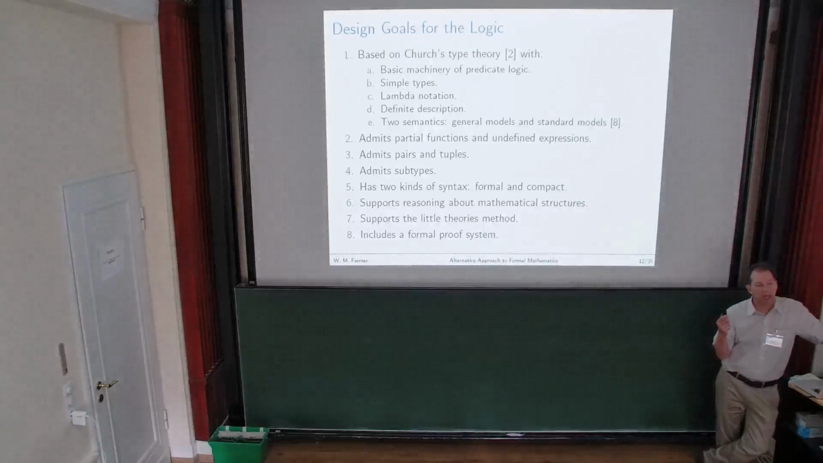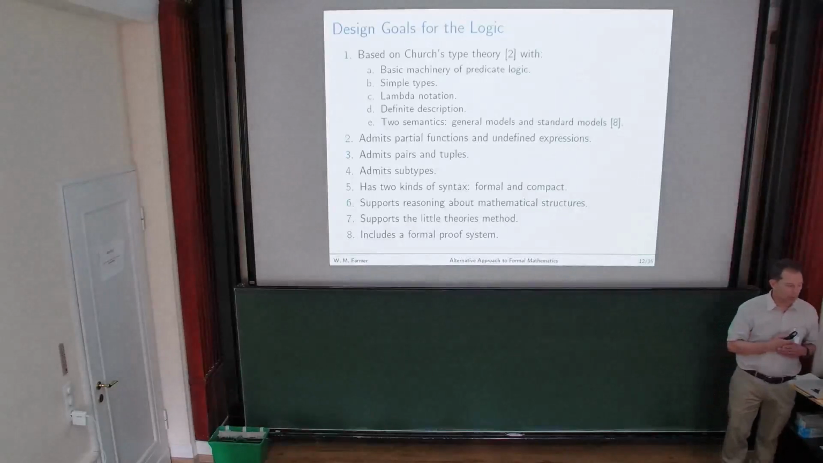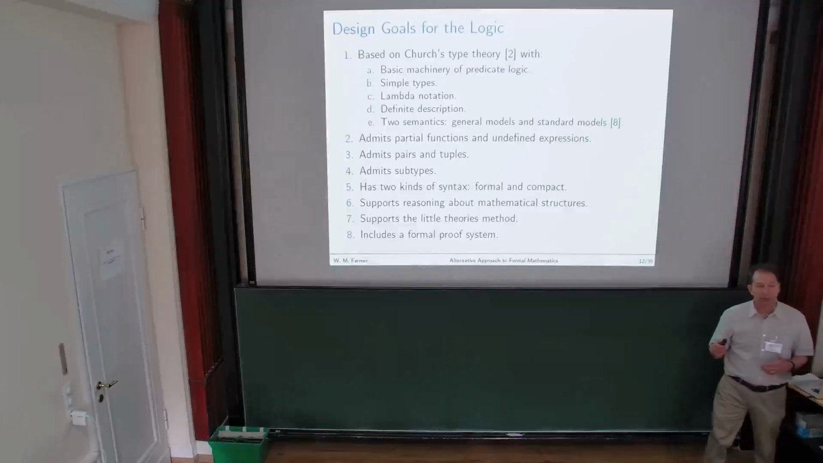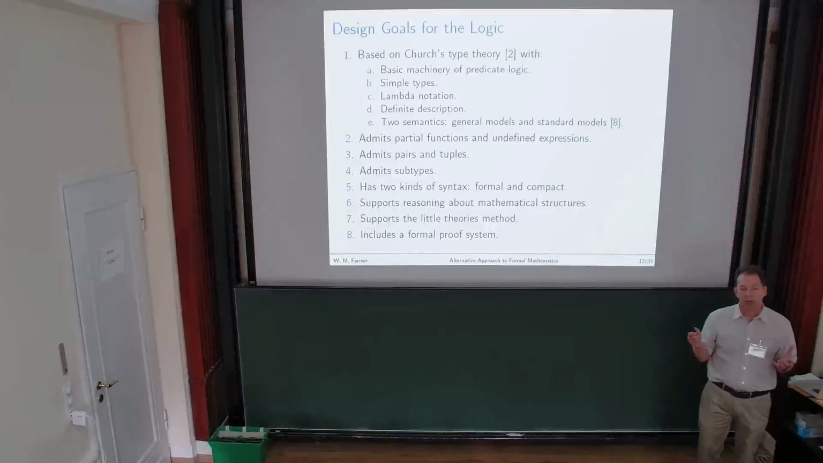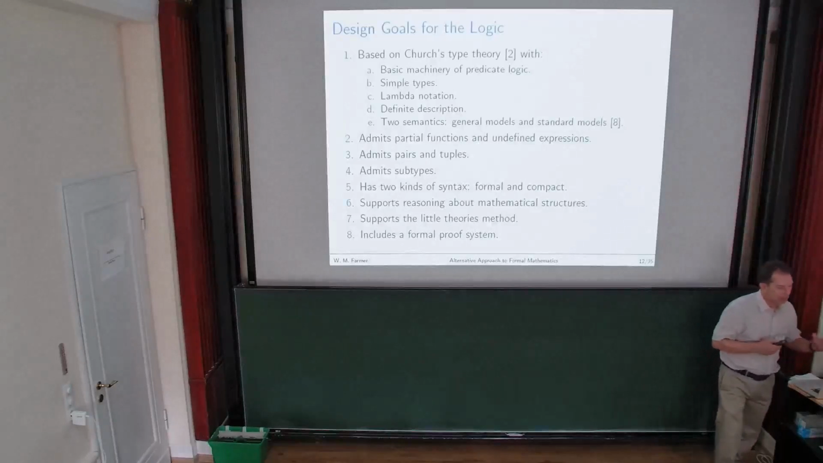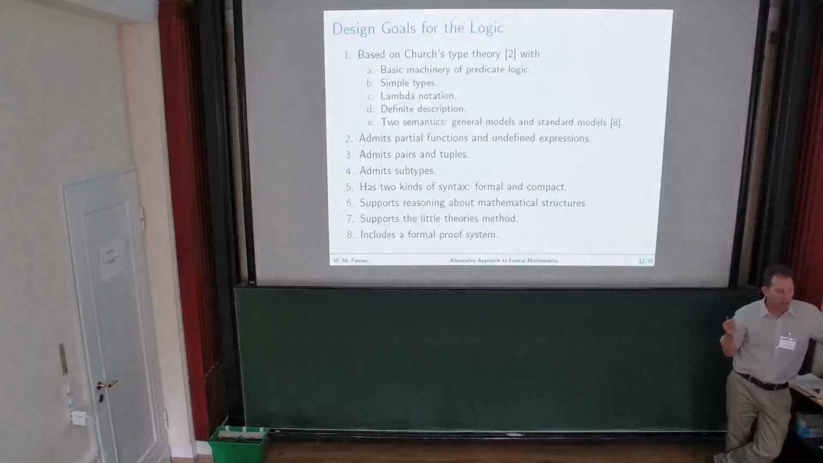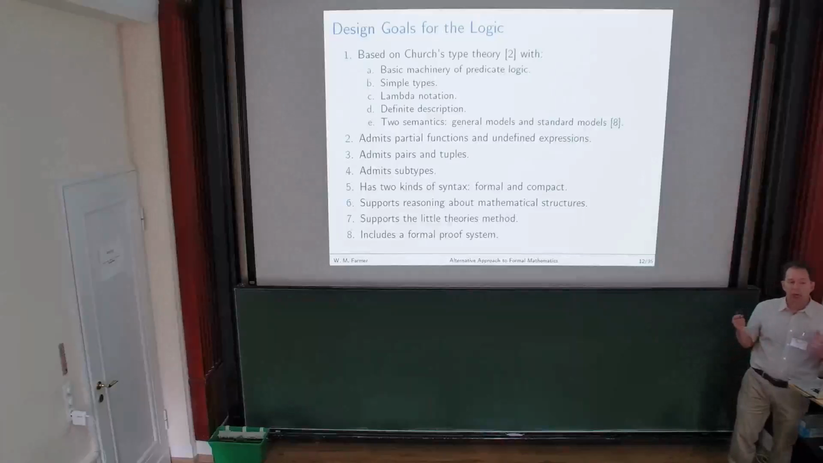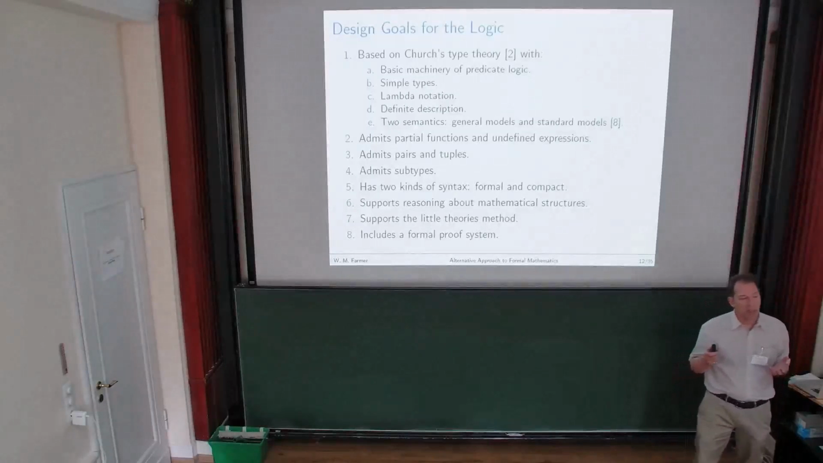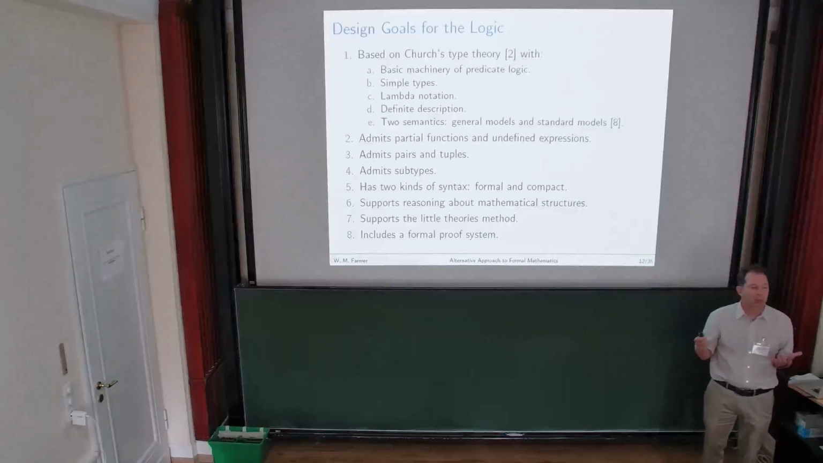The first thing is to base the logic on Church's type theory. And I'm sure you're familiar with Church's type theory. It provides basic machinery for predicate logic, has simple types, lambda notation, definite description, and very usefully, it has two kinds of semantics. The general model semantics, which is good for understanding the notion of logical consequence in the system, and the standard model semantics, which corresponds to how mathematicians really think about things. So you take that and add to it support for partial functions and undefined expressions, pairs and tuples, and subtypes. All of these things I think are crucial for doing formal mathematics. And then have two kinds of syntax, the official syntax, the formal syntax that software manipulates, and compact syntax, which corresponds to how people really would like to express things.